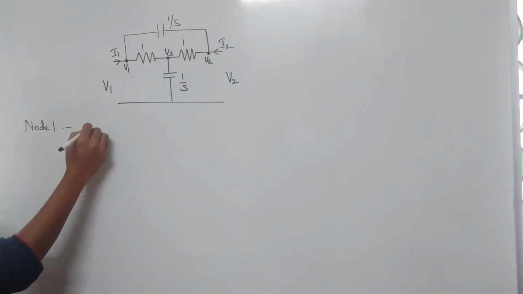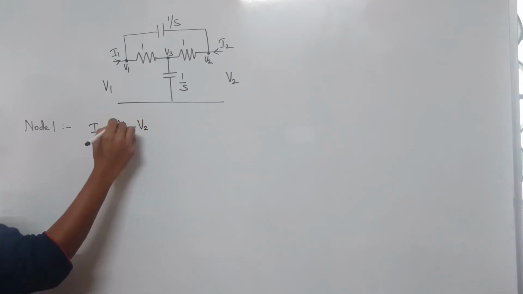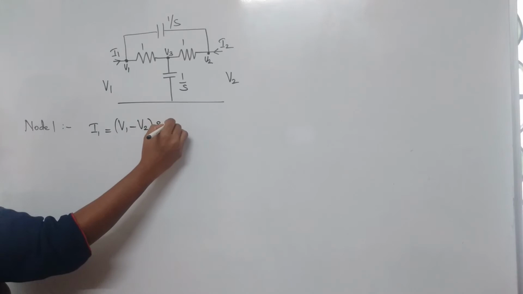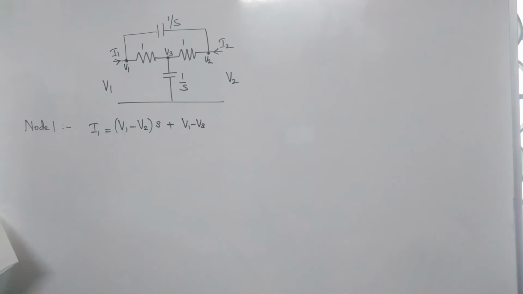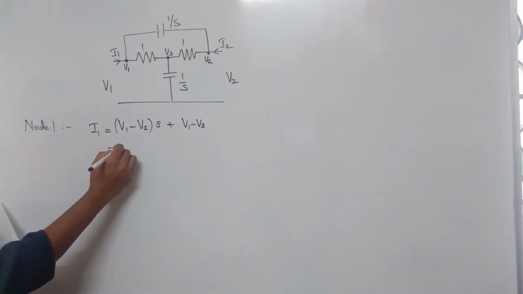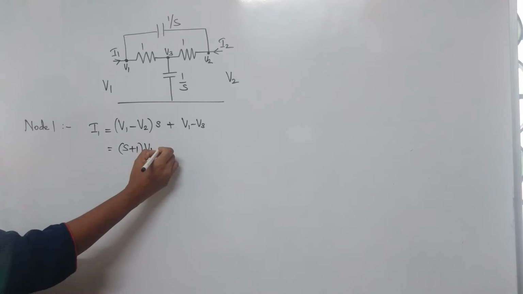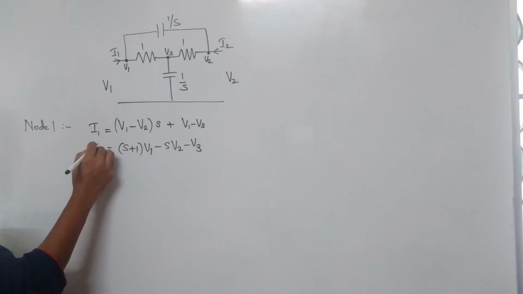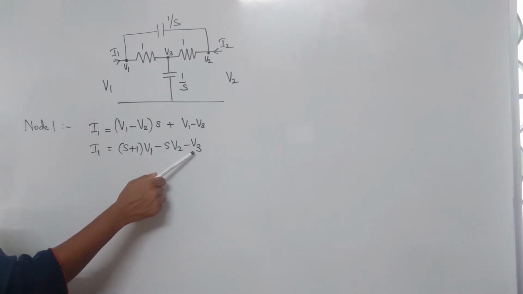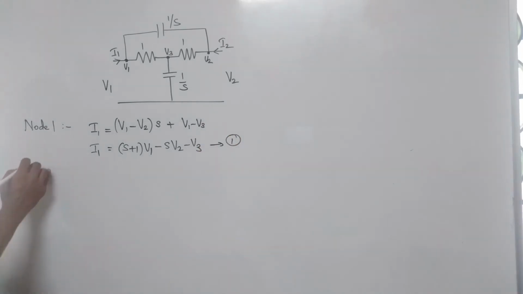Node 1 will be I1 is equal to V1 minus V2 by 1 by S, that is this into S, plus V1 minus V3 by 1, or this is equal to S plus 1 into V1 minus SV2 minus V3. This is I1. Here there is V1 and V2, but we have to replace this V3 also. So let's mark this as 1.